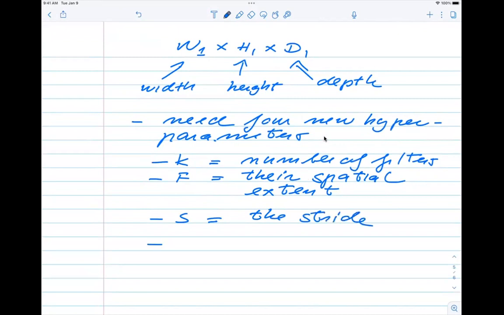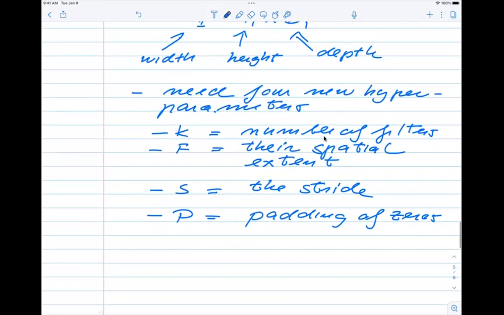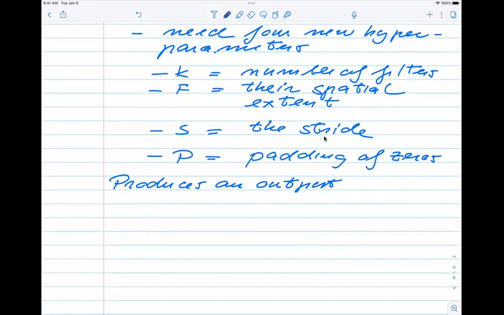And this is something which is often hand-tailored to the specific images which we have in the specific problem. And then we have the padding. And this is the padding of zeros. So that produces an output. And this output is given by a new object, which has width W2, has a height H2 times a depth D2 here.